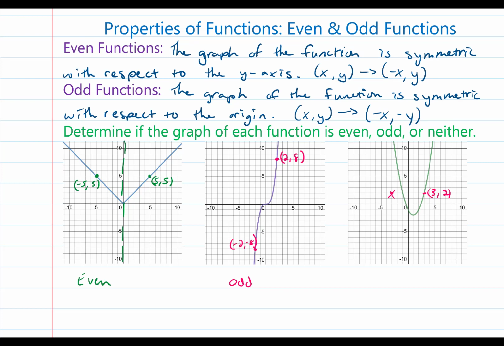Do we have a point that is at negative 3 comma negative 2? Well, no, we do not have that point on our graph either, so it is not odd. Now, as I just mentioned, it is symmetric, but it is not symmetric with respect to the y-axis or the origin. It's symmetric with respect to this line, which again is not the y-axis and not the origin, which means that it is neither.